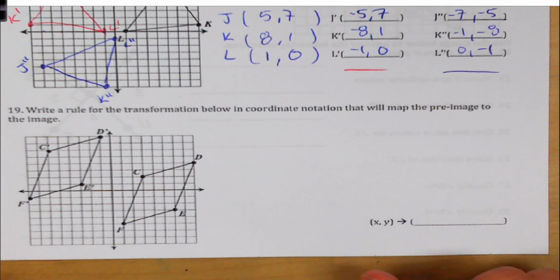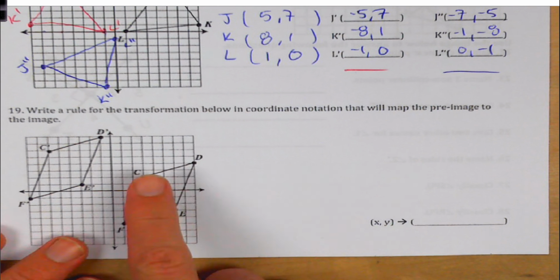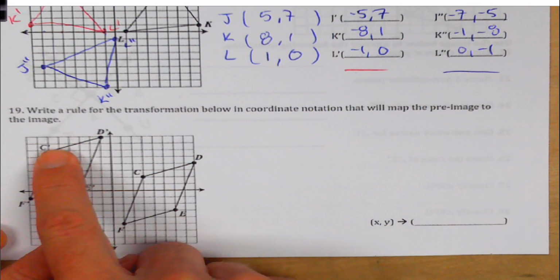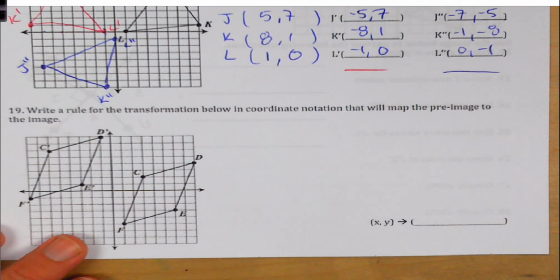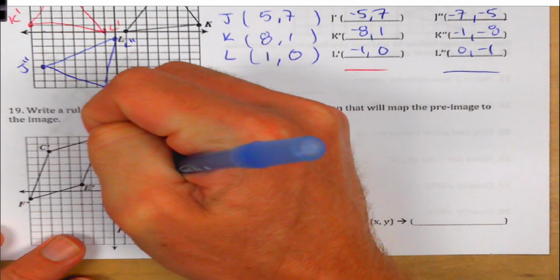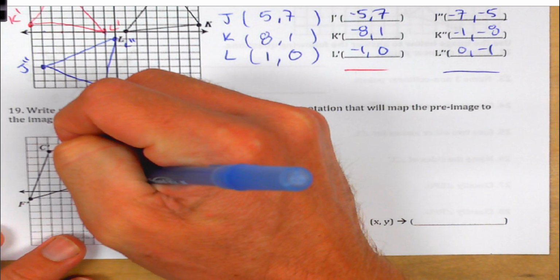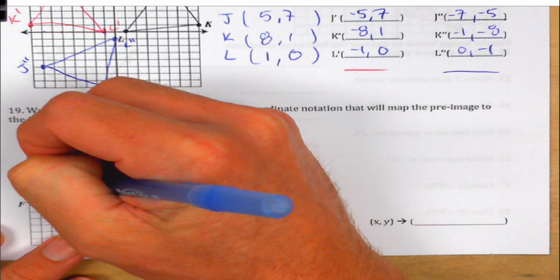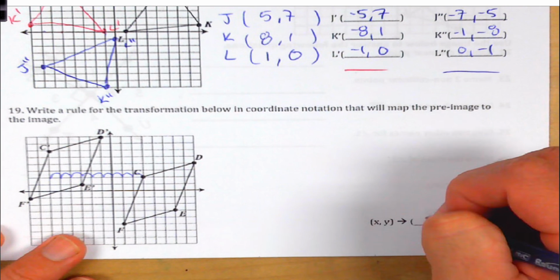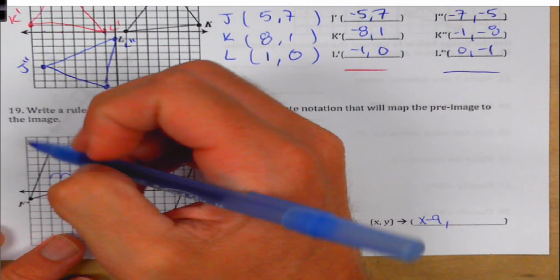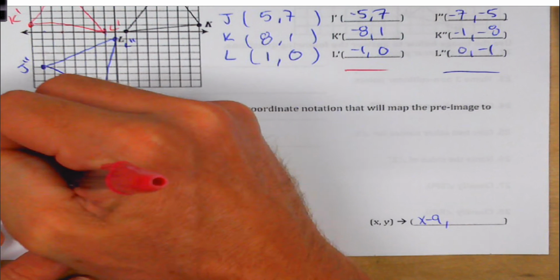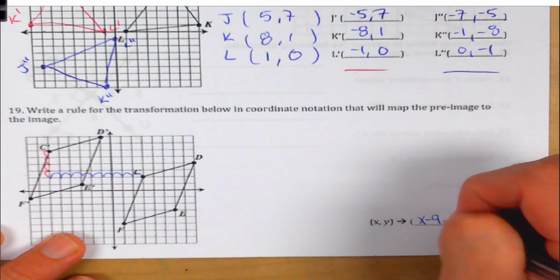All right, write a rule for this transformation below in coordinate notation. It appears this is just a translation. Just remember we go from C to C prime, not the other way around. So I'm going to go check from C to C prime. So 1, 2, 3, 4, 5, 6, 7, 8, 9 back. So I'm going to assume it's x minus 9. And then I'm going to go up 1, 2, 3, 4. So that's going to be y plus 4.